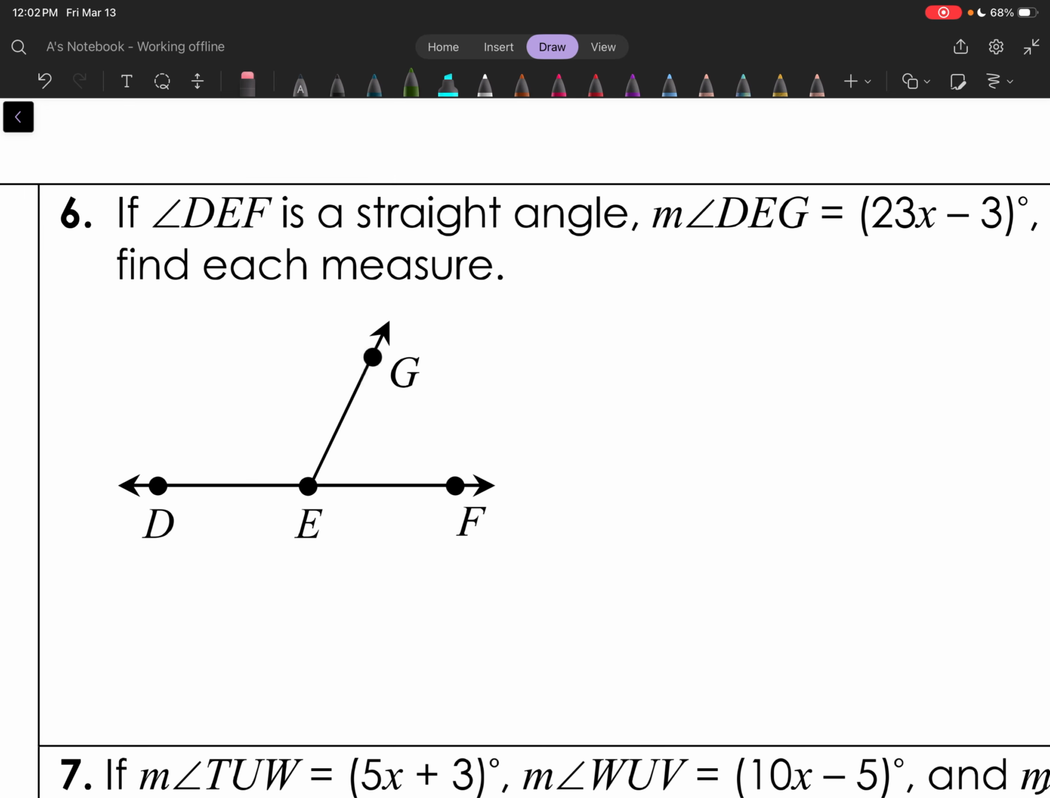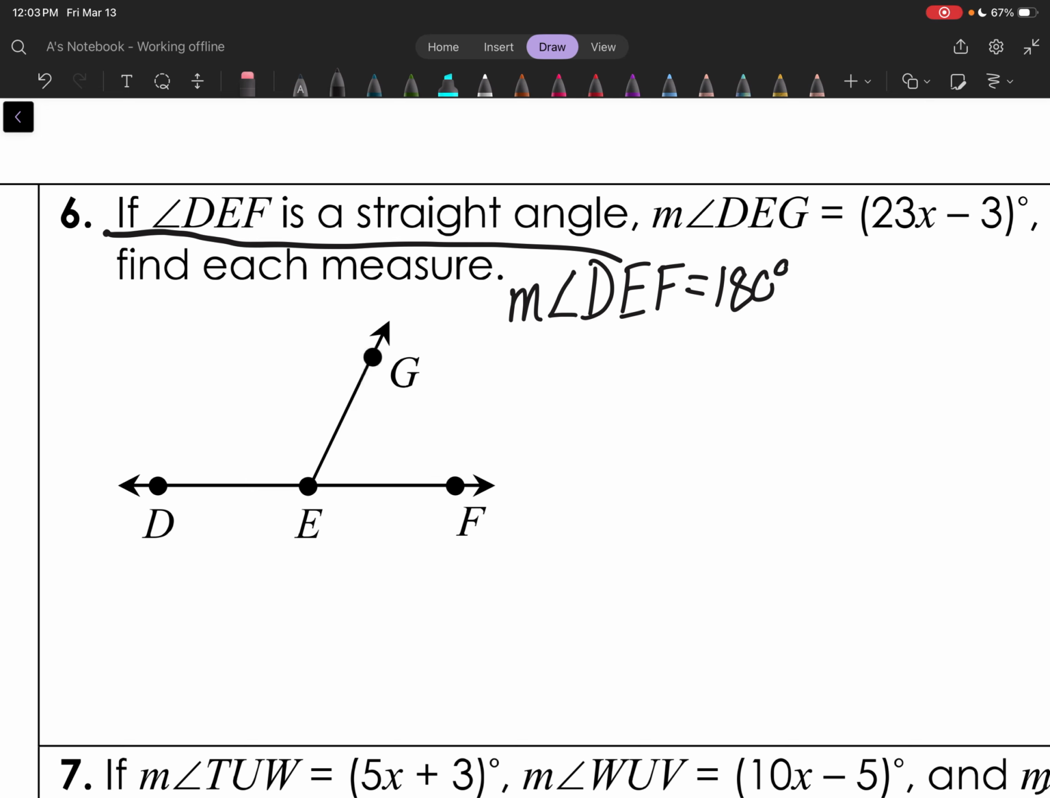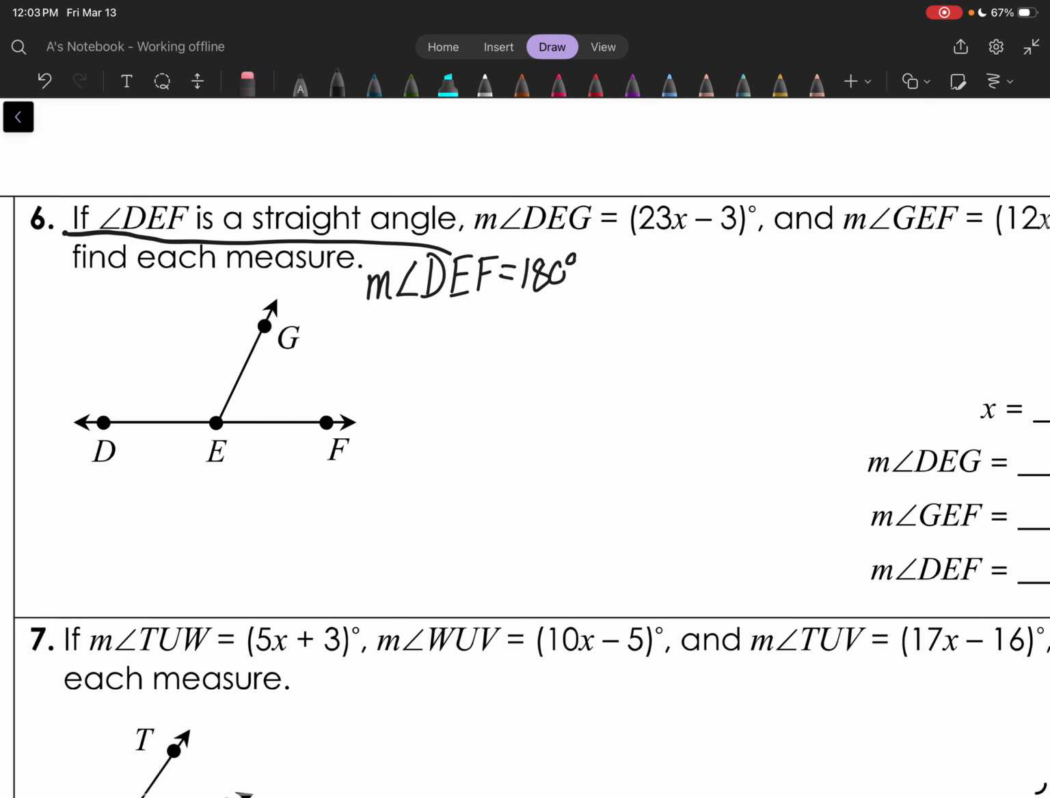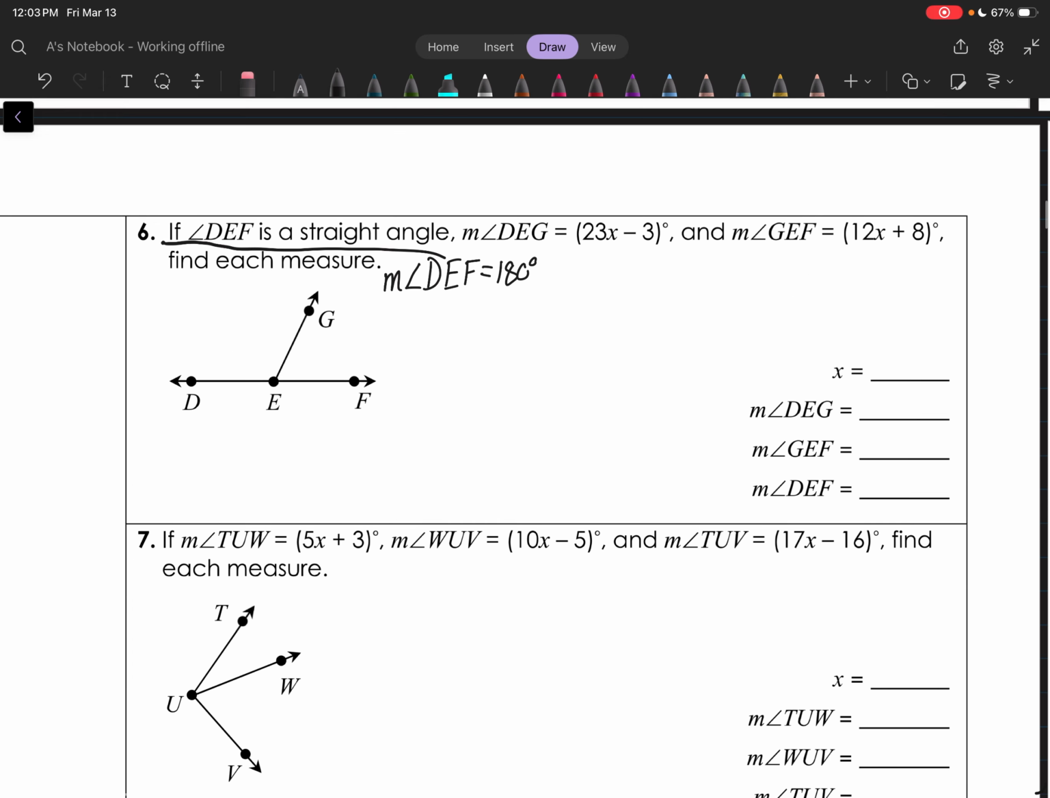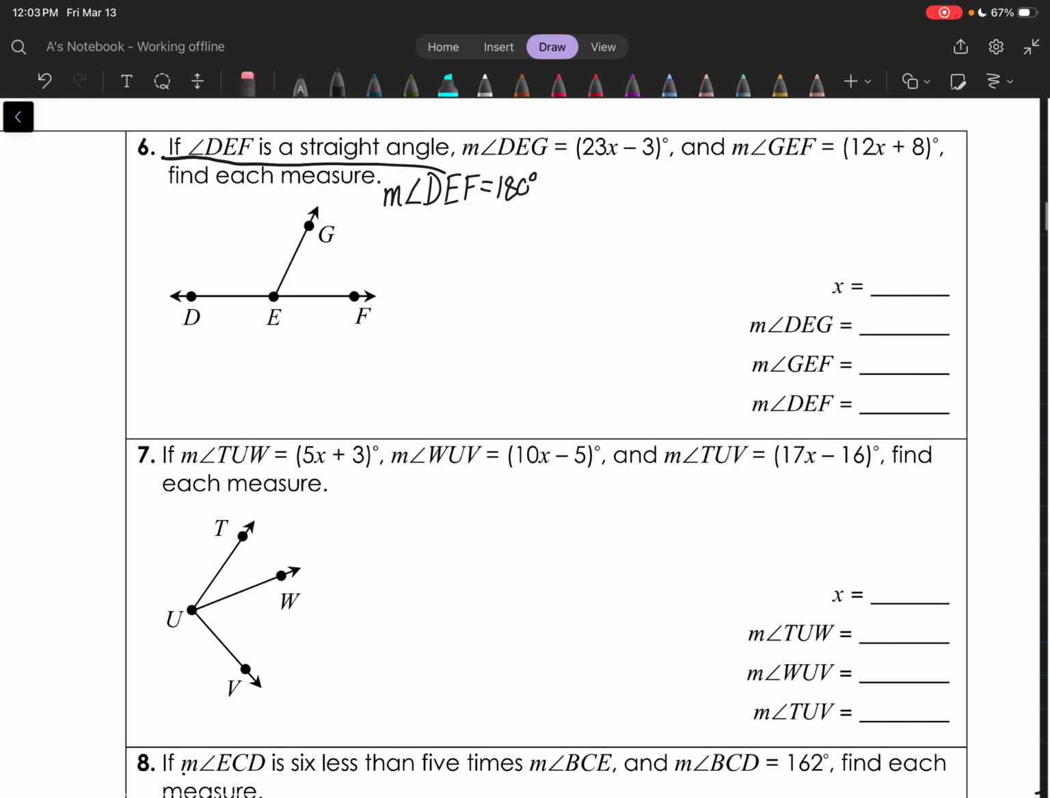I want to look briefly at one thing in number 6. It says DEF is a straight angle. The only thing this means is the measure of angle DEF is 180 degrees. That's all that means. You should be able to solve that one. And you should be able to solve 7. Go in and pause it, or you can wait till I do 8, then rewind it to pause it, whatever you want to do, but I want to look at number 8.